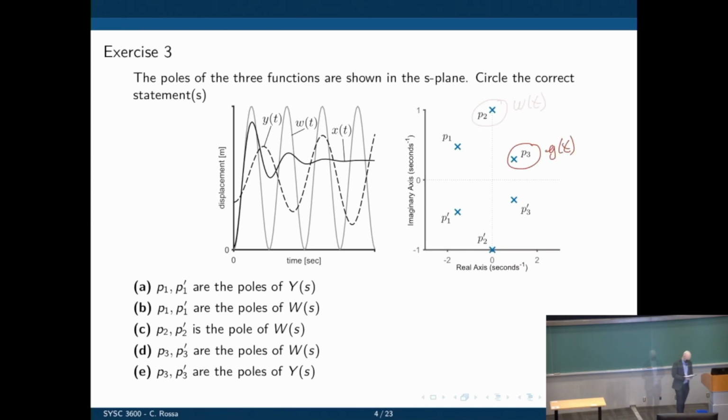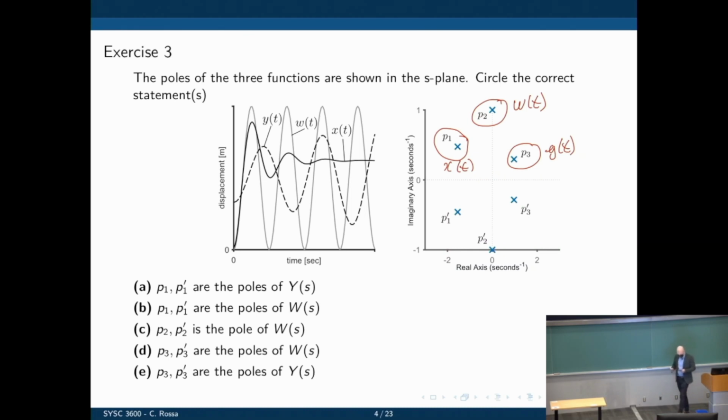What is P2? Exactly. So P2 is W of t because it's only an imaginary number, purely imaginary. We don't have a real component. And if you don't have a real component, there is no exponential associated with it. So the system oscillates indefinitely. So P2 is indeed omega of t. And then P1 must be the one that is left, which is X of t.